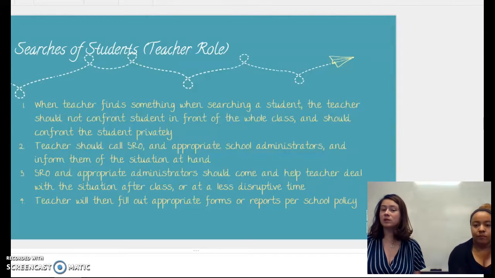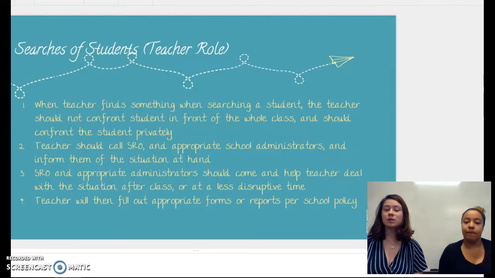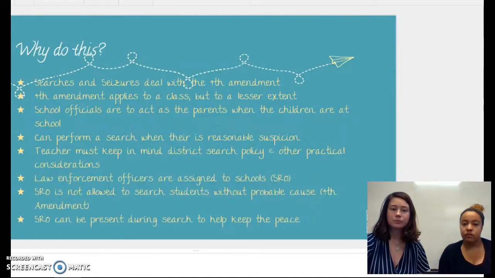After the whole thing is done, the teacher will then have to fill out the appropriate forms or reports per the school policy. Again, that is based on what the school has put into policy for their searches, and it varies district by district, and the teacher will have to fill out forms saying what happened.